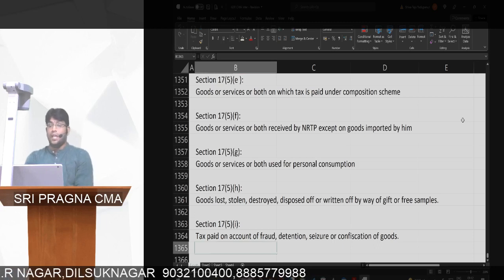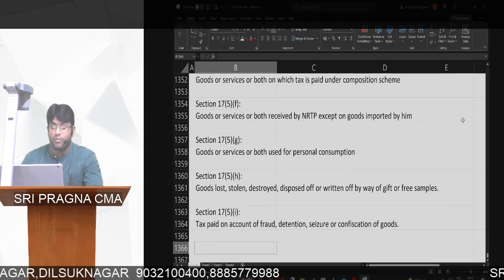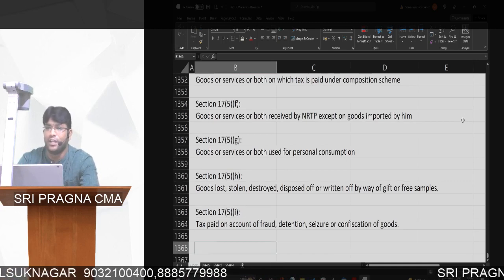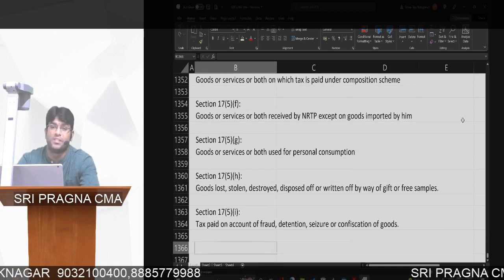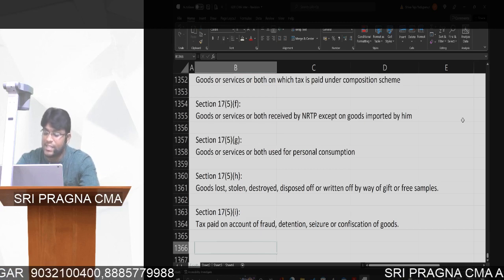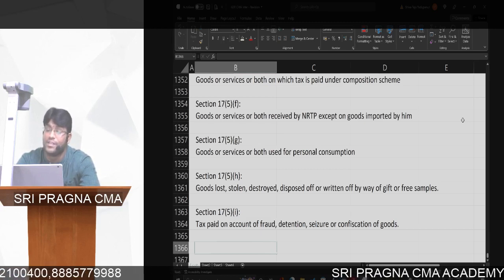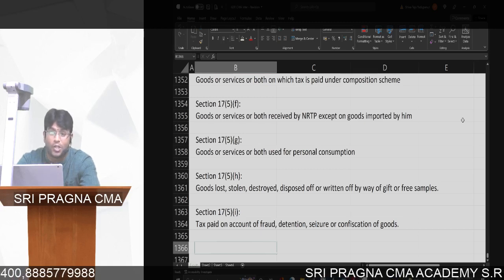So am I done? That is the end of the story for this concept of what, my dear friends? Blocked credit. Section 17(5) clause A is motor vehicle where seating capacity is not more than 13 including driver. AA is vessels and aircraft. AB is insurance, repair, maintenance related to such motor vehicle, vessel or aircraft for which credit is blocked.